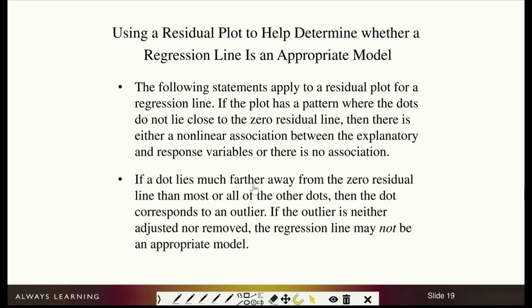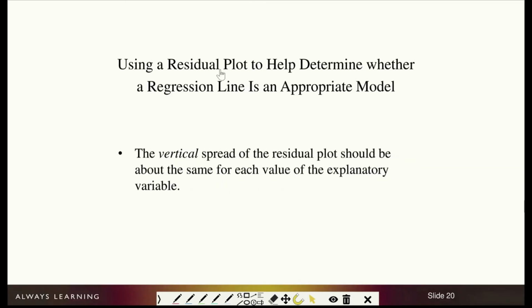If a dot lies much farther away from the 0 residual line than most or all the other dots, then the dot corresponds to an outlier. If the outlier is neither adjusted nor removed, the regression line may not be an appropriate model. And lastly, remember that the vertical spread of the residual plot should be about the same for each value of the explanatory variable, okay?